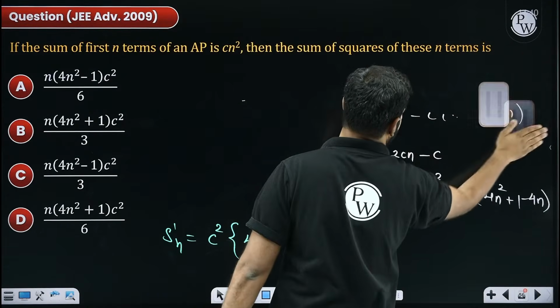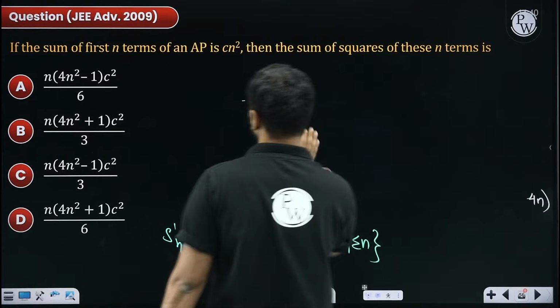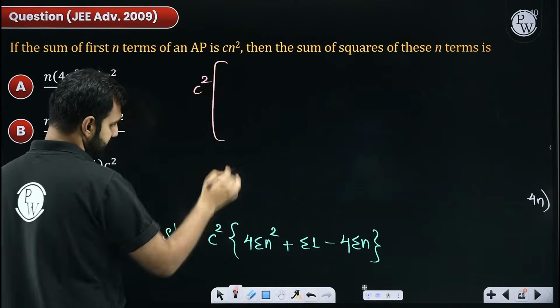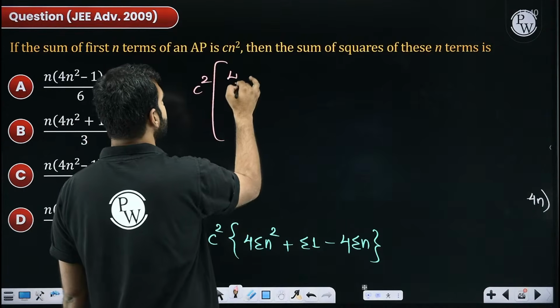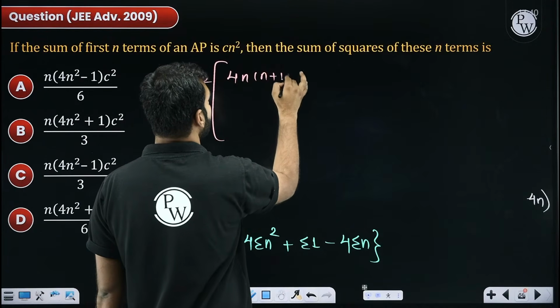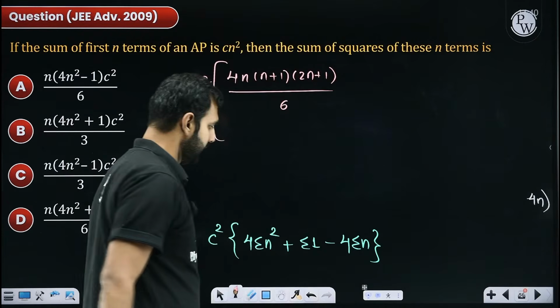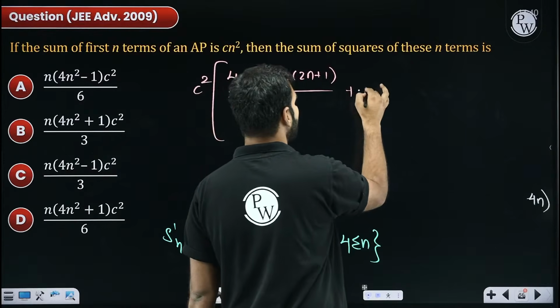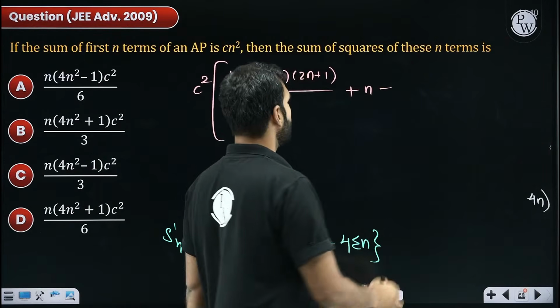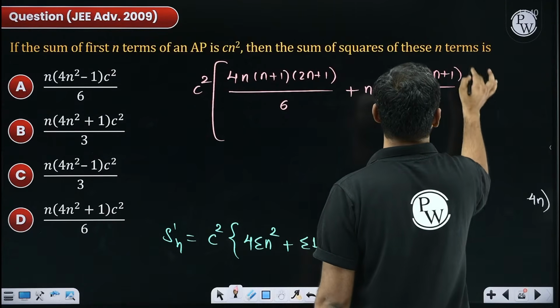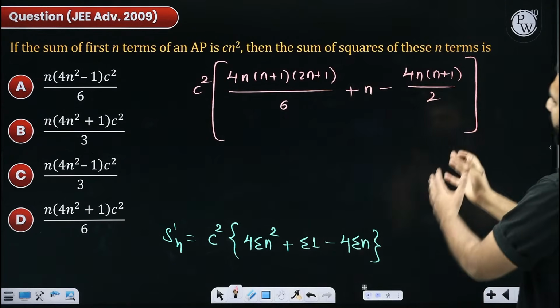I'll be writing that final conclusion as well so that you get the final answer. So how do we write it? C square stays outside. So this is 4 summation n square, which is n(n+1)(2n+1) divided by 6, minus summation 1, which we all know is n, minus summation n, which is n(n+1) divided by 2. Everybody got this? Now it's simply a matter of simplifying this.